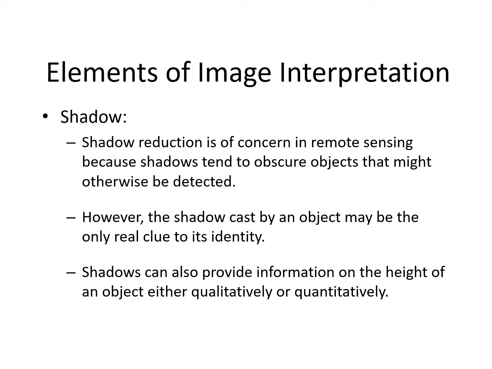Another thing we look at is shadow. It can be a problem in remote sensing. It obscures objects. However, the good thing is it can help you. It really has the ability to help you figure out what things are, because it can give you some idea of how tall things are, particularly relative to other things.